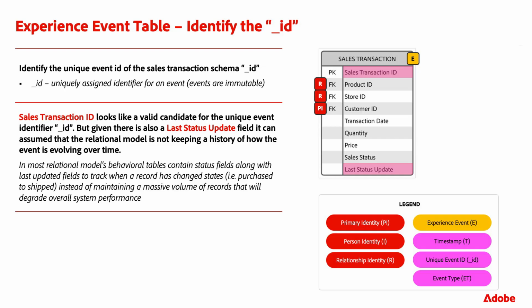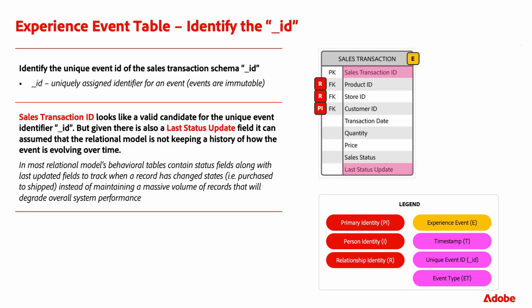Knowing now that the sales transaction ID is mutable, meaning the record can mutate over time, if you were to choose the sales transaction ID as the _ID, every time the transaction would mutate or change status, say from ordered to shipped, the second event that you would send into the real-time customer profile would be seen as a duplicate, and we would ignore it at ingestion time.